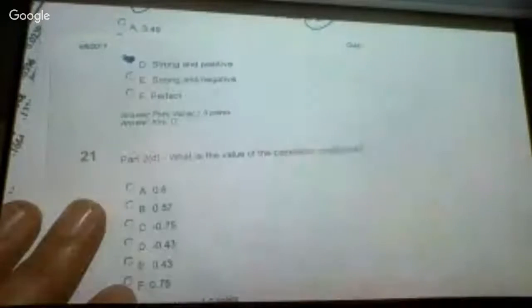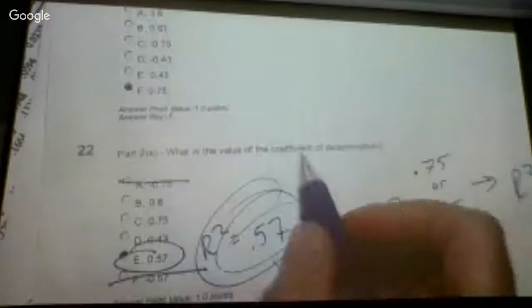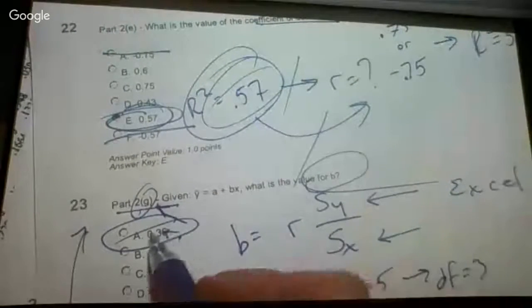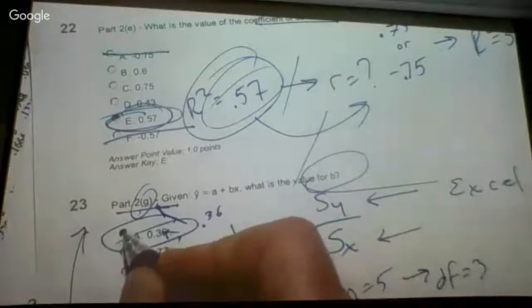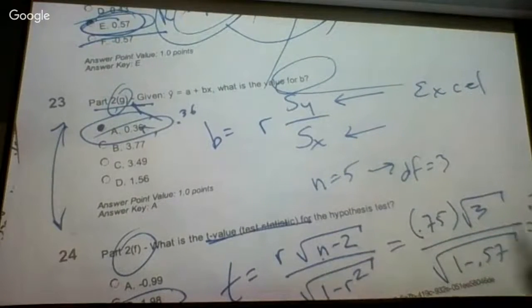18, independent variable X. 19, dependent variable Y. Nature of the relation, strong and positive. Correlation coefficient, positive 0.75. Coefficient of determination, otherwise known as R squared, 0.57. Out of order G, the value for B, which we saw was around 0.36. The answer for 23 is A. 2F, again out of order. The T test statistic is 1.98.